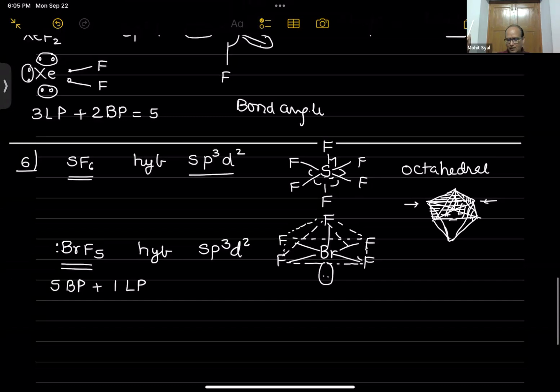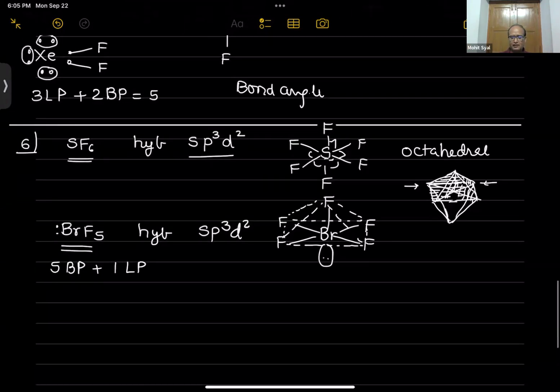It is one lone pair that is there. So it is now not a plain bipyramid. This is a square pyramid. This has become a pyramid with a square base. Is it clear? This is a square pyramid. Got it? I hope this is clear to you.